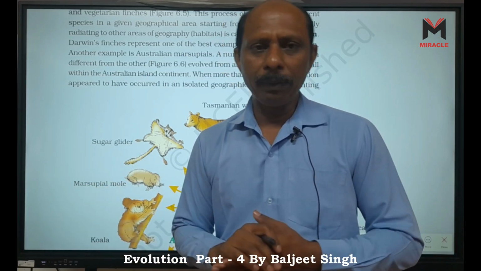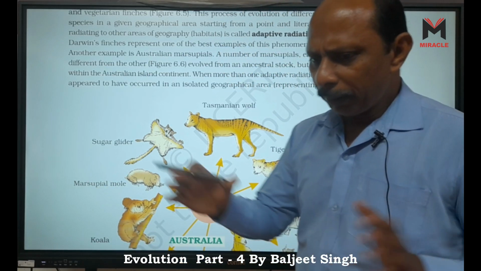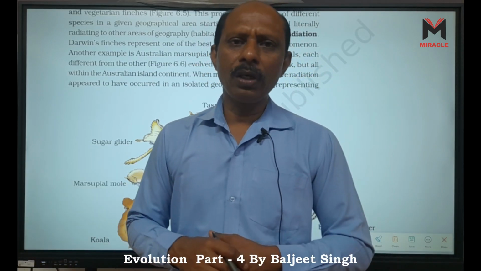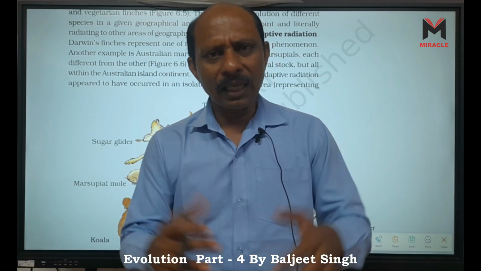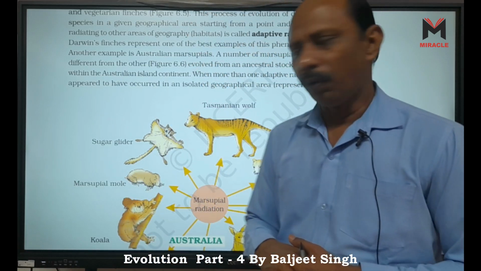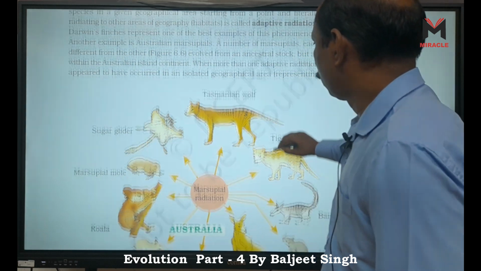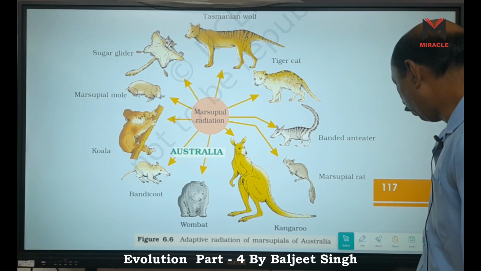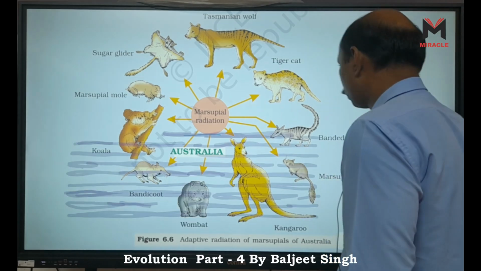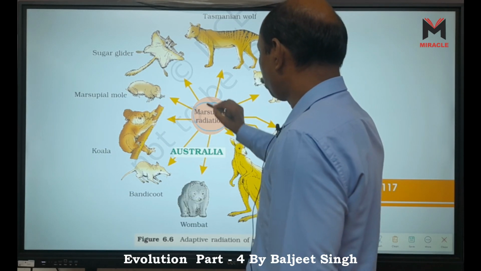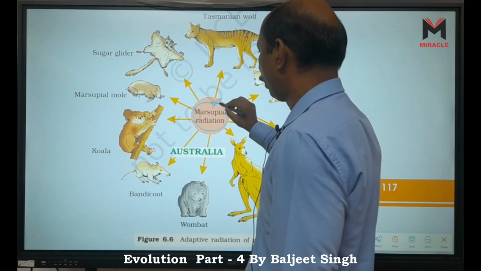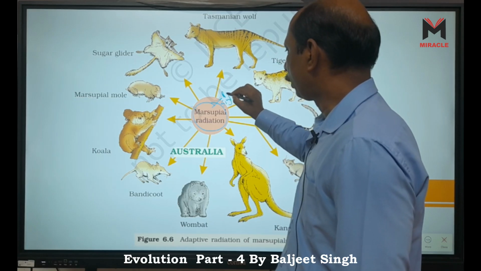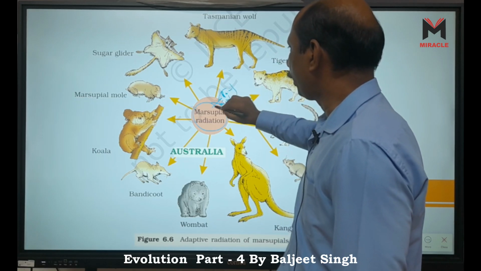Both show adaptive radiation, right? But because they have the same type of organs, or when we see them, they phenotypically look the same. That is called convergent evolution. Okay, here in this figure you understand, this one is our single marsupial area. So from a single point, we can say a single point or single ancestor, from this single point, what happens?